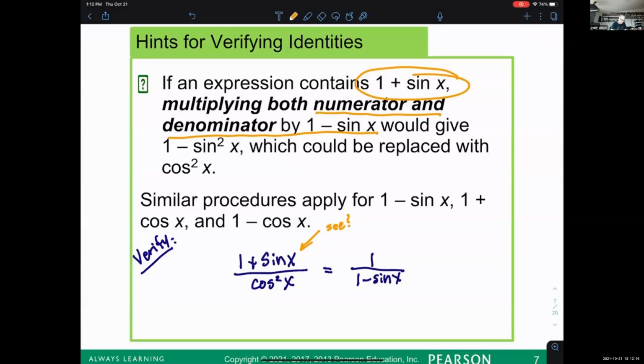So they're saying you could multiply the top and the bottom by 1 minus sine x. So what would that look like? I multiplied this fraction by a big fancy 1, where I have 1 minus sine x.